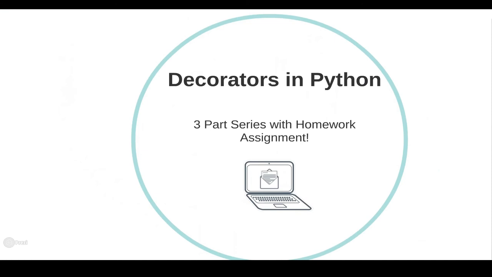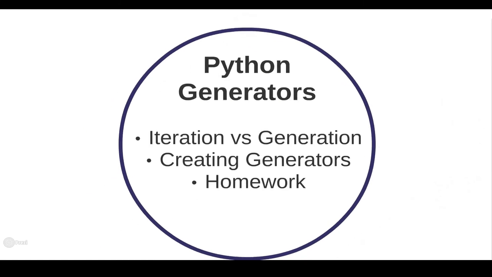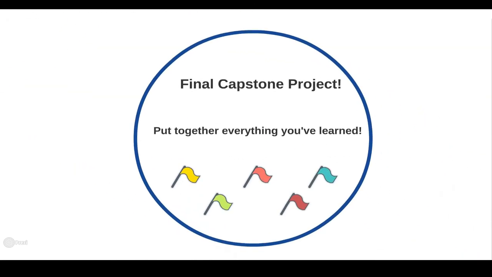Next, we'll learn about decorators in Python, a three-part series ending with a homework assignment. Afterwards, we'll learn about Python generators, including iteration versus generation discussions, how to create generators, and a homework assignment, again, to test your knowledge about Python generators. After that, we'll put together everything you've learned in a final capstone project.